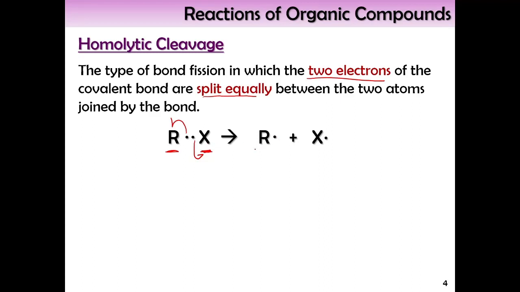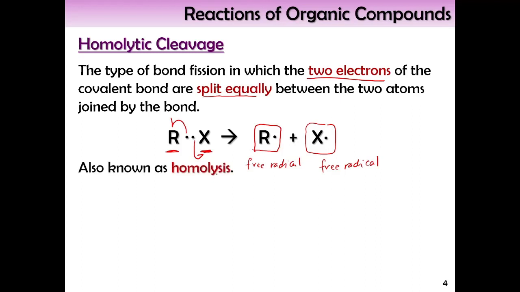As you can see, the product here is R dot. R dot here refers to free radical. The name of something with one free electron is called free radical. The same thing for this one, this one also is a free radical. The process here is also known as homolysis. Each atom gets one electron. This comes from the bonding of RX. One bond has two electrons. Here we can see that one electron is transferred to the R and one more electron is transferred to the X, therefore producing free radicals.